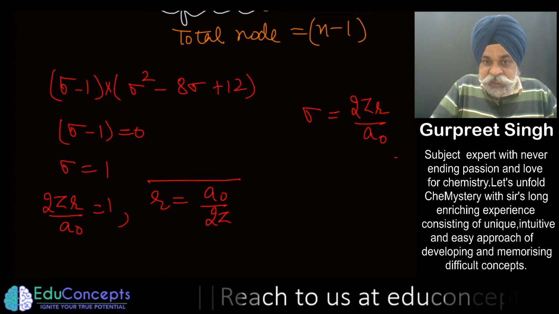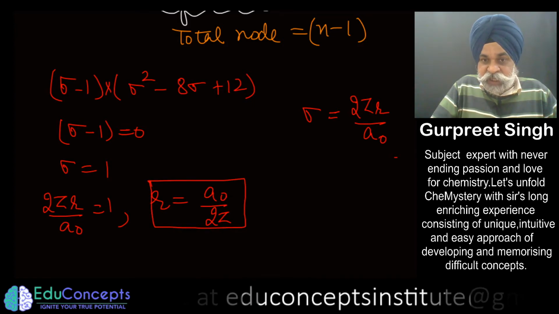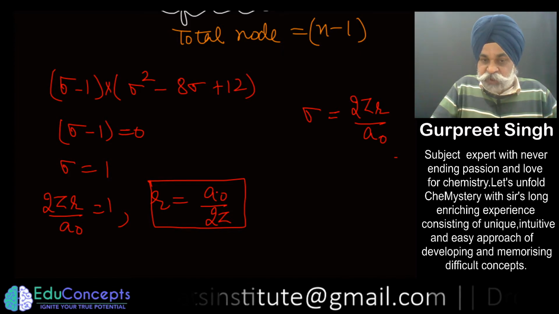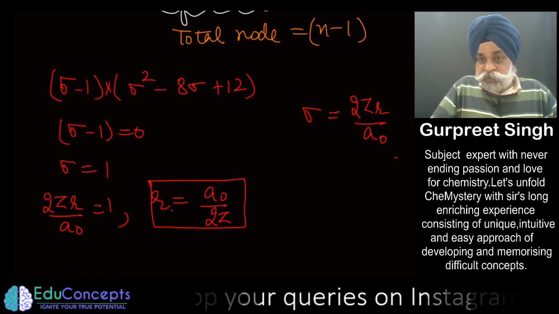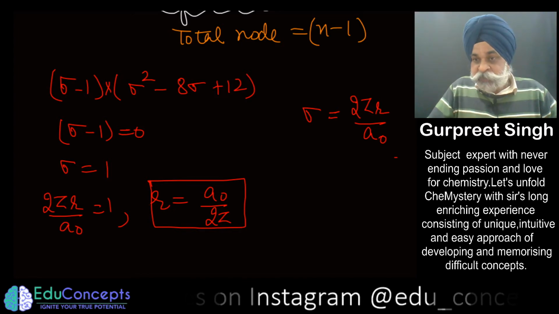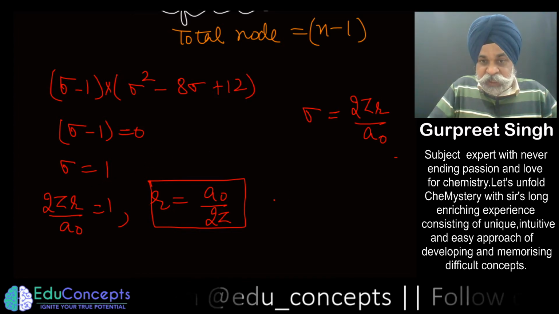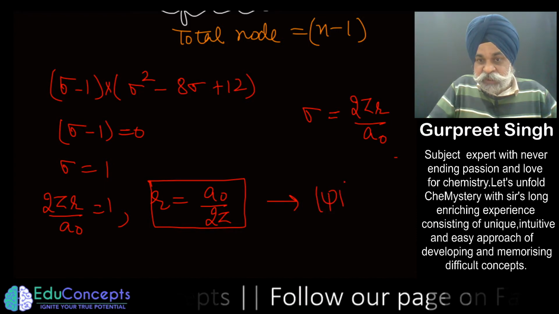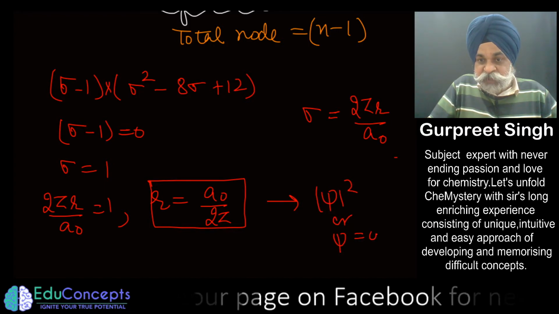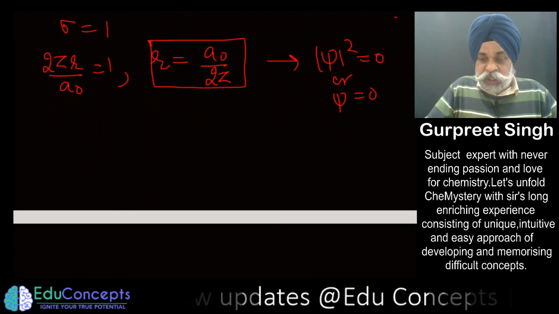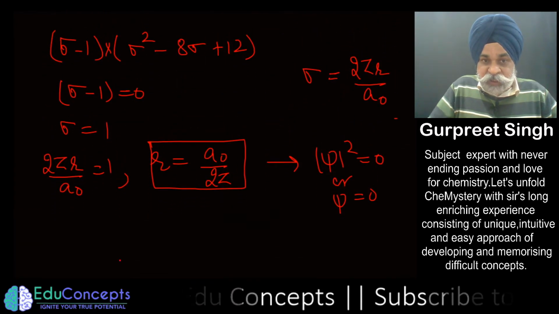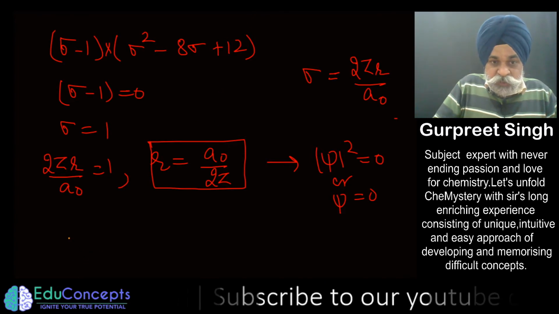So at a distance of a naught upon 2z, because a naught and z both are constant, at this particular distance you would see a radial node, because at this location the psi square, or for that matter psi, has become 0. Now another thing you can do here is, you may also do it this way.